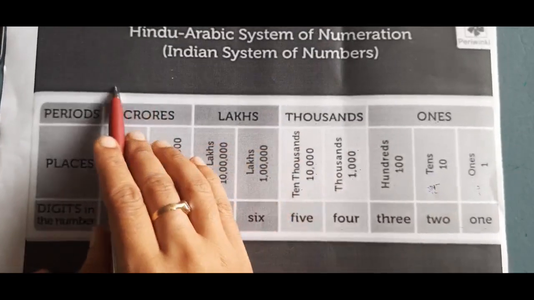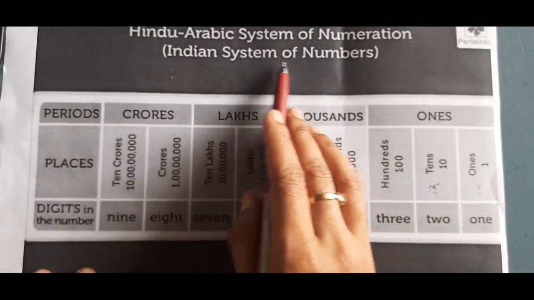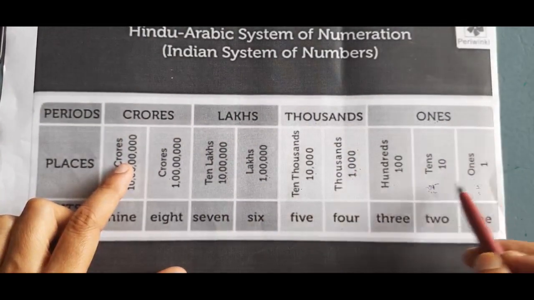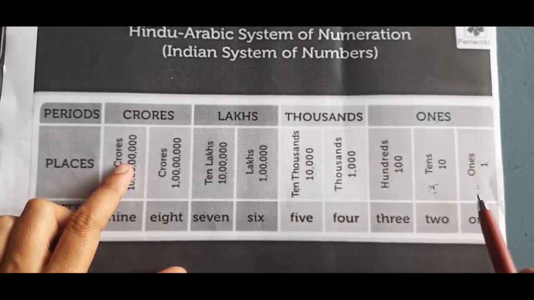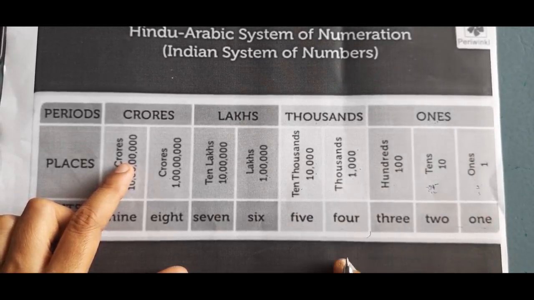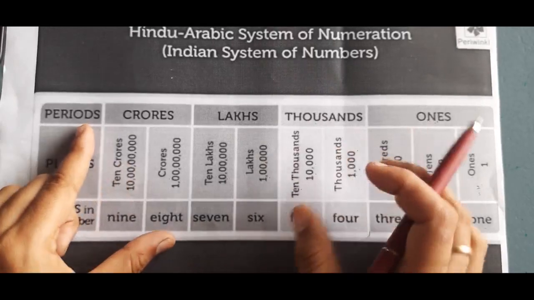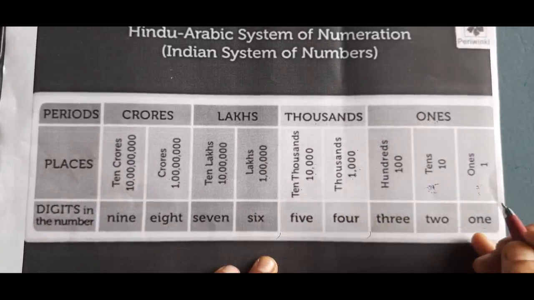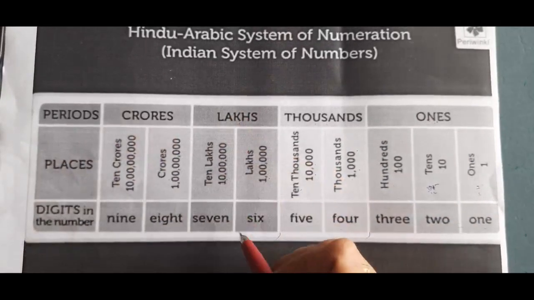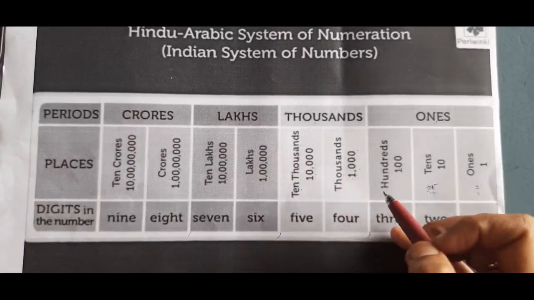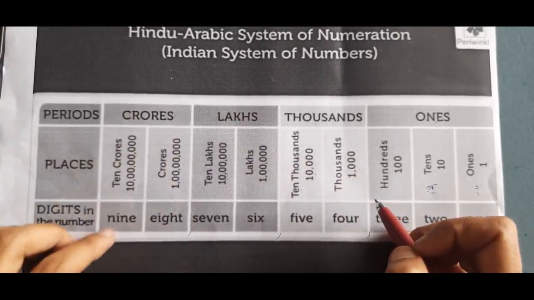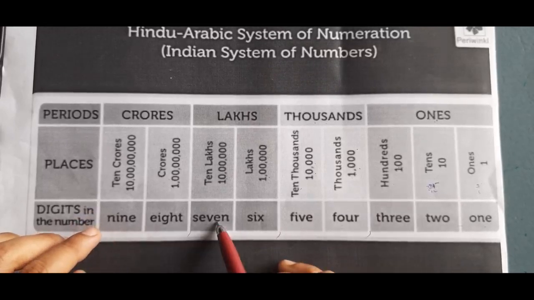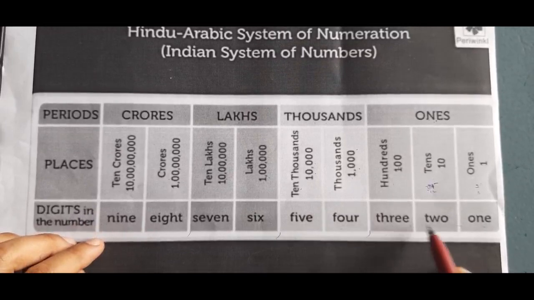See students, these are the periods according to the Indian system. After every period, in the ones period, which numbers come? 1, 2, 3. After 3 digits, we have to insert a comma. And in the thousands period, how many digits? 4, 5 digits. We have to insert a comma. Next, in the lakh period, 6 and 7. And in the crore period, they start from 9, 8, 7, 6, 5, 4, 3, 2, 1.